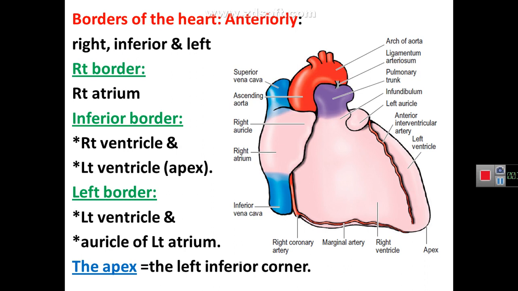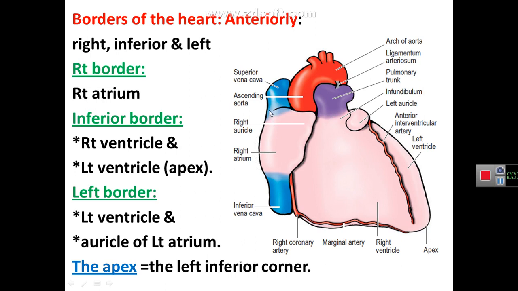The heart has borders and surfaces. If you want to describe the borders of the heart, we have to look at the heart from the anterior aspect. And this is the anterior aspect of the heart.